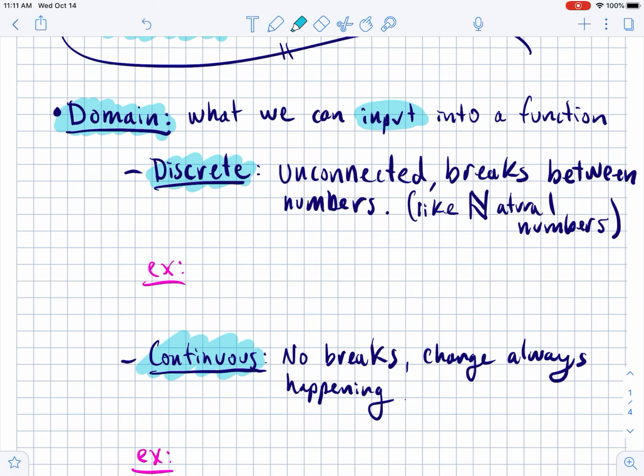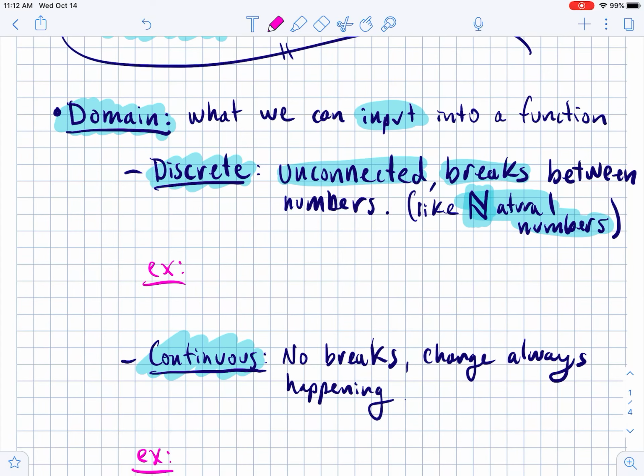Discrete is usually the result of counting, and it's usually whole numbers, like 1, 2, 3, 4, 5. They're not connected, which means that there's no numbers in between. Like, if the inputs for the problem are 1, 2, 3, 4, 5, and not like 1.5 or 1.75, that means they're discrete. There's breaks between the numbers. We called those natural counting numbers, just natural numbers, or this fancy N.